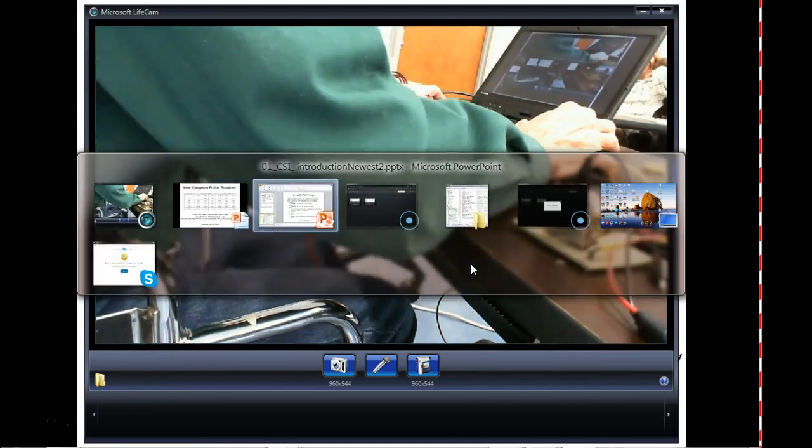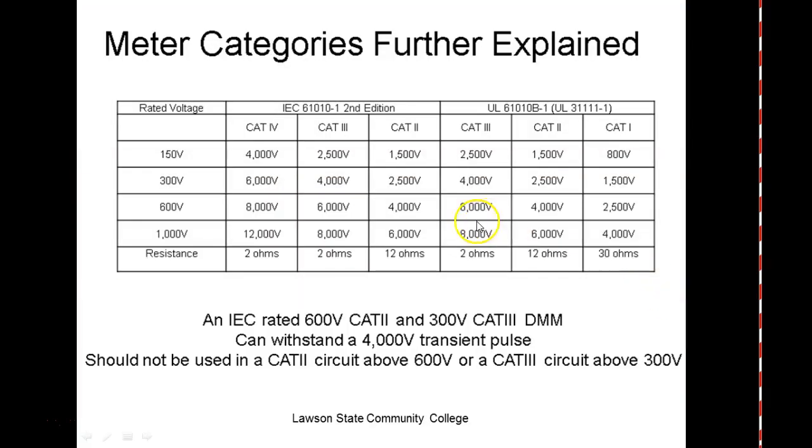550 volts. So I don't know if that's on the chart or not. We'll see. Cat 2. Yeah, this is the rated voltage. So it's going to be able to handle maybe a 4,000 volt spike. That's the Cat 2. Because this doesn't show a 750. The AC has a rating of 1,000 volts. So this one here would be able to handle a 6,000 volt spike. That's the maximum rating.